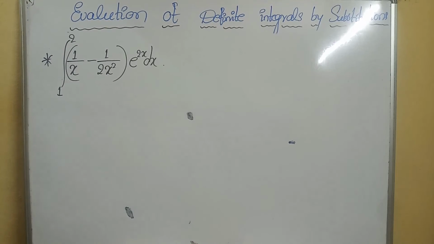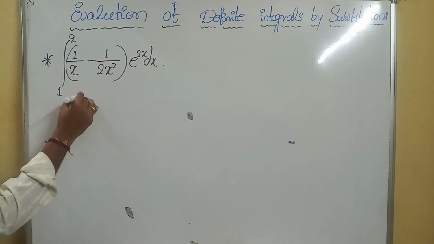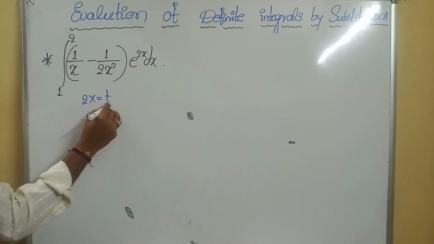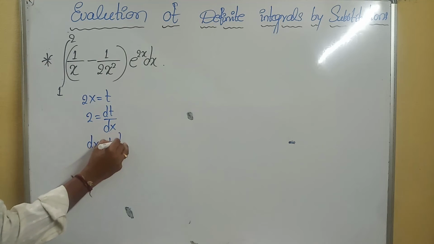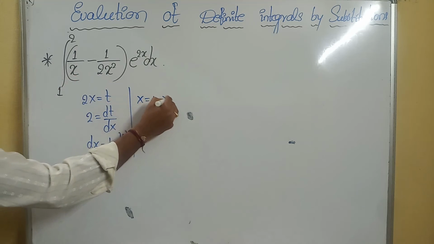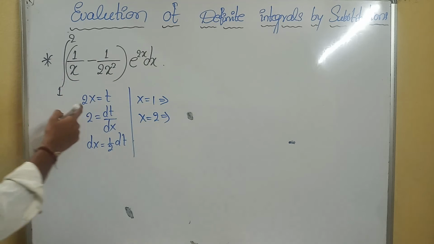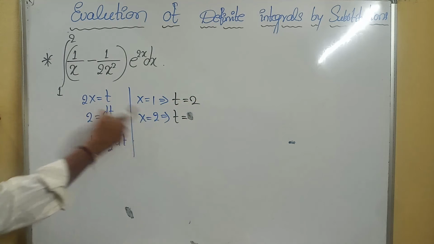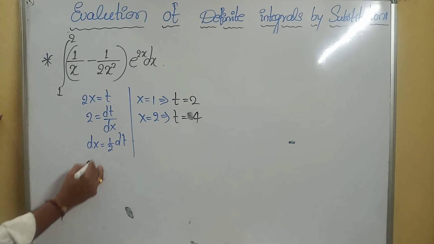Observe the next example. Integral of 1 divided by x minus 1 by 2x square e to the power 2x dx, means I'd like to take 2x as t. Okay, 2 dx will be dt. Okay, I'd like to write dx is equal to 1 by 2 dt. Now I'd like to change the limits, when x equal to 1, when x is equal to 2. Got it? When x is equal to 1, 2 into 1 will be 2, t value will be 2. When x equal to 2, 2 into 2, it will be 4. 1 to 2 is changed as 2 to 4.